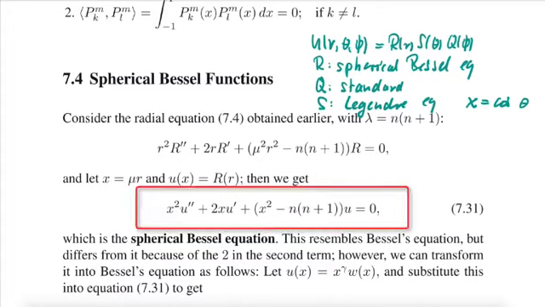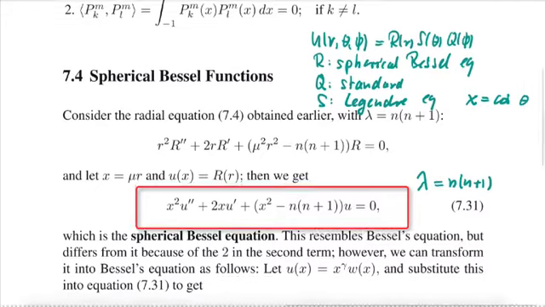Now here is given the spherical Bessel equation, equation 7.31, where the separation constant lambda had been written to be n times n plus 1. And it's called spherical Bessel equation because it can be solved using Bessel functions. And I'll just show you the solution here on the next slide.